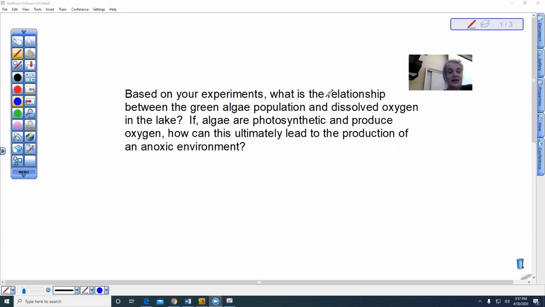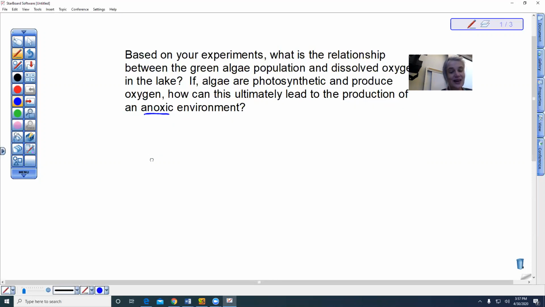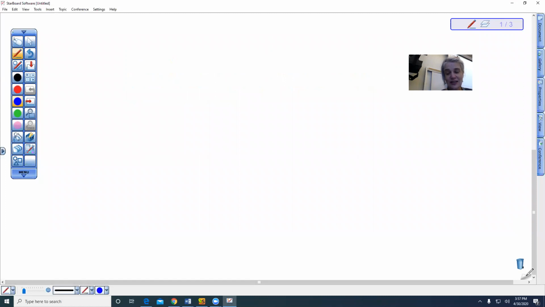So ultimately, the algae overshoot and then die, and then the bacteria use cellular respiration, so they use up the oxygen, and that's when we get this anoxic environment. Anytime you have an A in front of a word like this, it means without. So this is without oxygen. And this can be very bad for aquatic organisms that need to be able to get oxygen from their environment. So that is the answer to this question. Okay, so let's go to the next question, the next page.